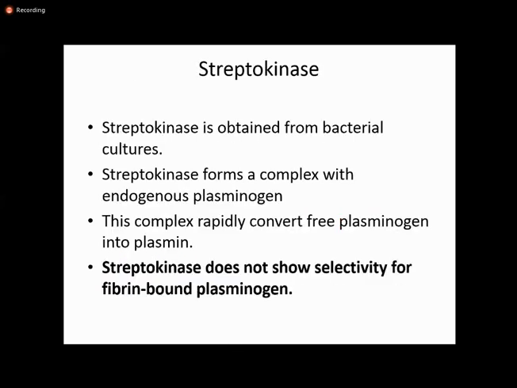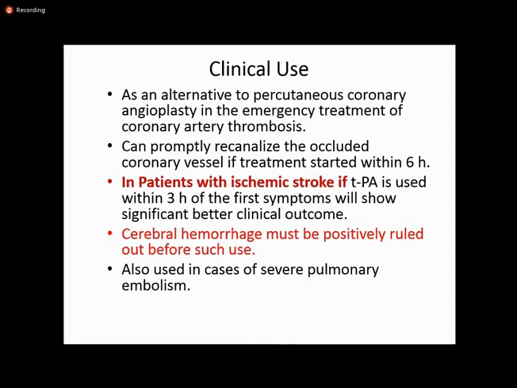Streptokinase, we are still using clinically in our cardiac units, right? Streptokinase is obtained from bacterial cultures. Streptokinase forms a complex with endogenous plasminogen, and this complex rapidly converts free plasminogen into plasmin. Streptokinase doesn't show selectivity for fibrin-bound plasminogen. Clinical uses: as an alternative to percutaneous coronary angioplasty.